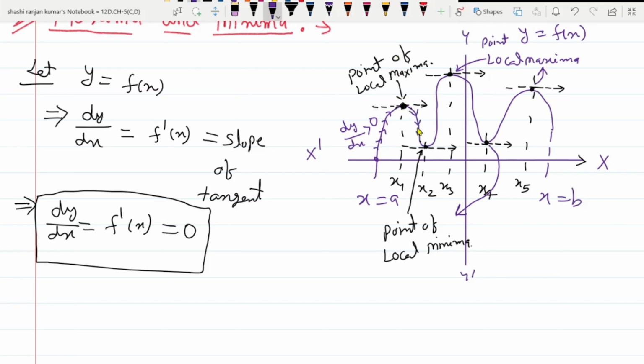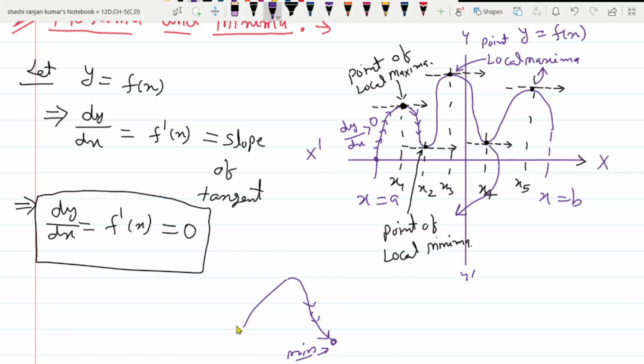So dy by dx will be negative in this region, because this is a decreasing graph. You can see when we go on increasing the value of x, the graph is decreasing. So this is a decreasing graph. If something is decreasing, then after decreasing you will get the minimum value. So if the graph is decreasing, after the decreasing graph you will get the minimum value.